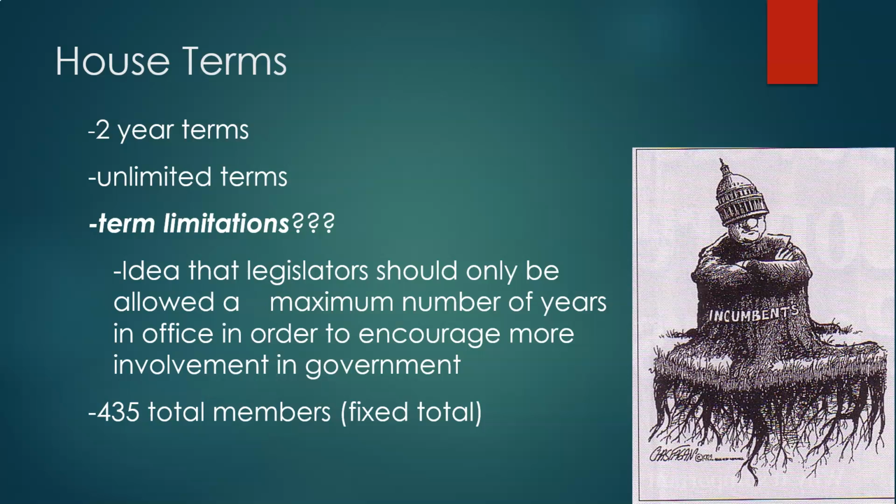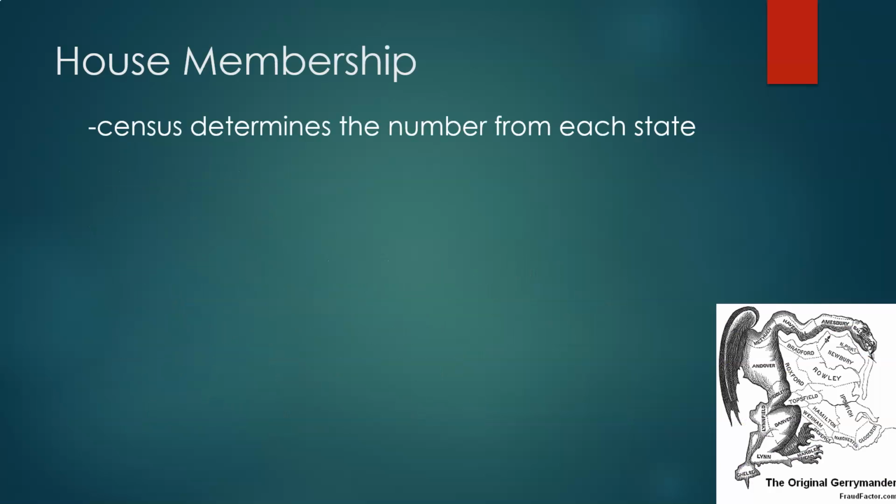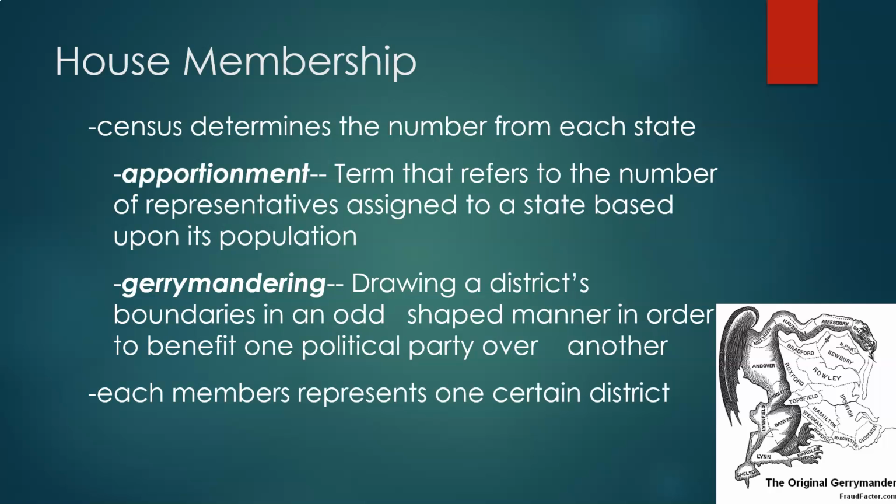All right, there are 435 total members. There is a fixed total of how many representatives we have in Congress. Now, the way that they determine House membership is by the census. We talked about that a little bit back when we were talking about the census. And it determines the number from each state because it determines the population, which in turn determines the number. We have what we call apportionment, which is a term that refers to the number of representatives assigned to a state based upon its population. Okay, that's what we're talking about. That's derived from the census.